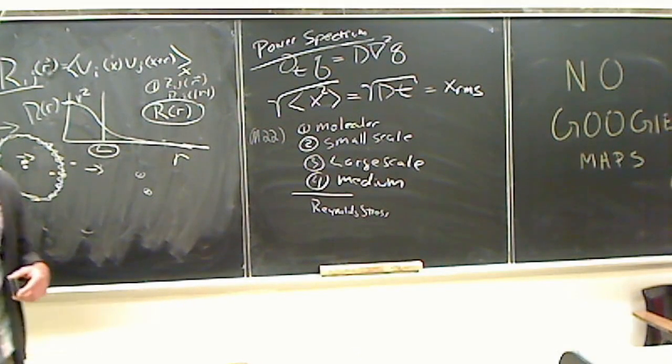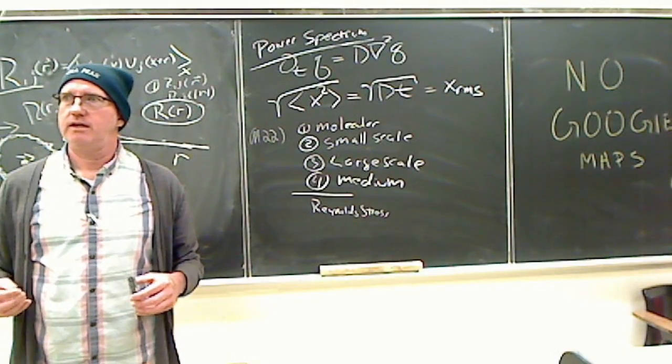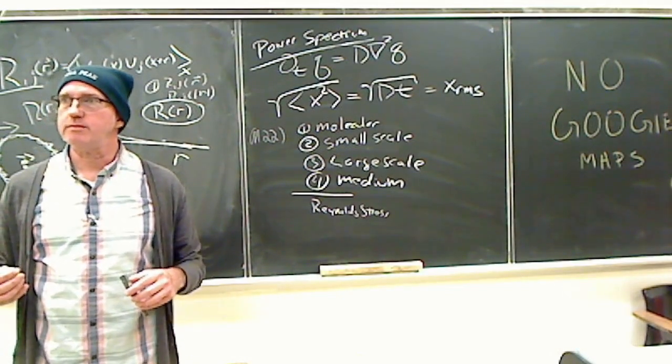Yeah. What would be a case where the correlation length is really small or when it's really big? Yeah, if the Reynolds number is really high, then the correlation length gets small.